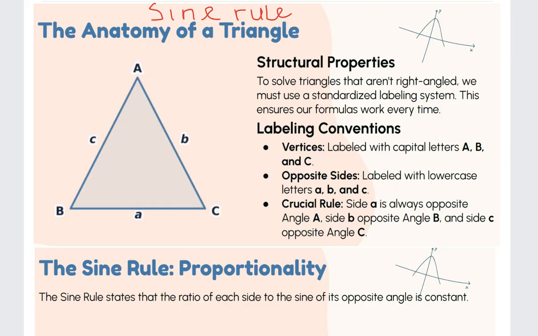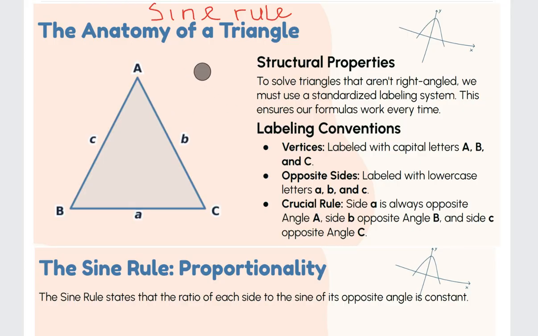All right, so let's see. In this particular part, the first thing you have to understand is the anatomy of a triangle. What do we mean by anatomy of a triangle? The anatomy of a triangle is like studying the structural properties of a triangle. Now we said to solve triangles that aren't right-angled, that means triangles that do not have a right angle. A right angle is of this form. Any other triangle that is not right-angled, you have to use what we call the sine rule. So we must use a standardized labeling system. This ensures our formula works every time.